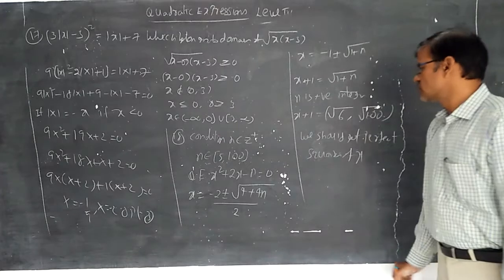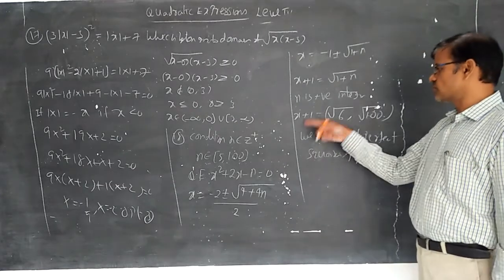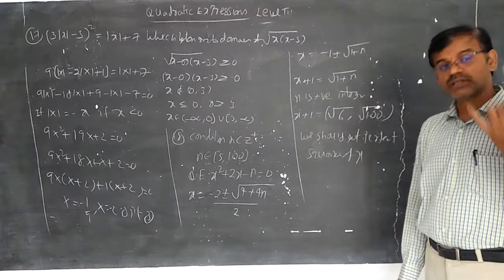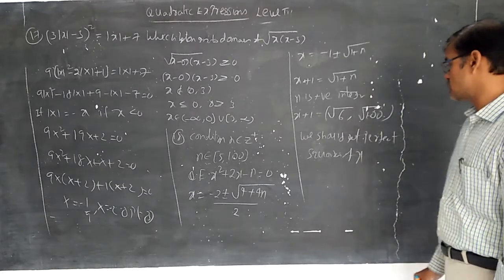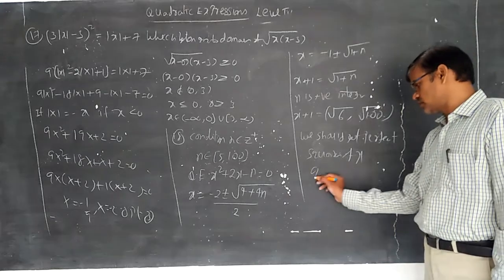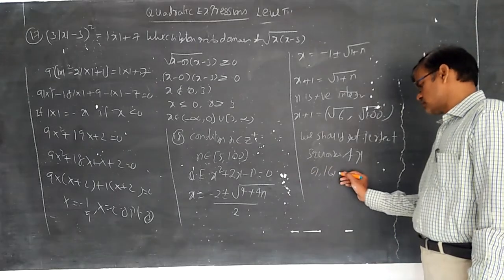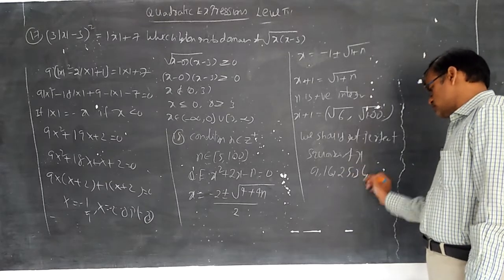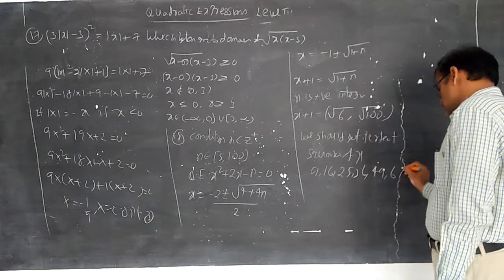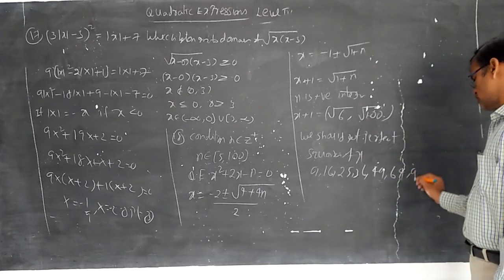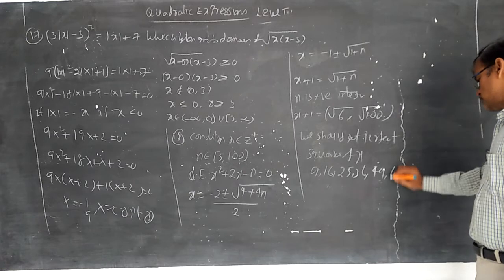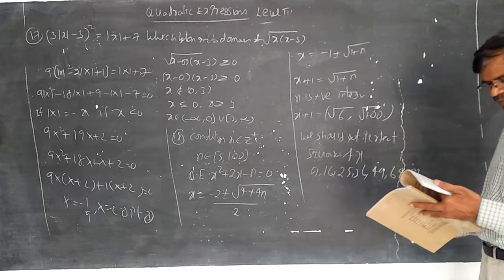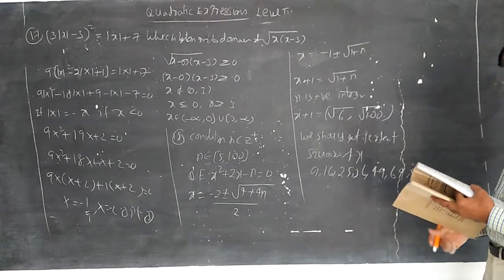That is, x plus 1 whole square is between 6 and 100. So between 6 and 100, how many perfect squares are there? 9, 16, 25, 36, 49, 64, 81. So until 9, 1, 2, 3, 4, 5, 6, 7. Total 8 is given.